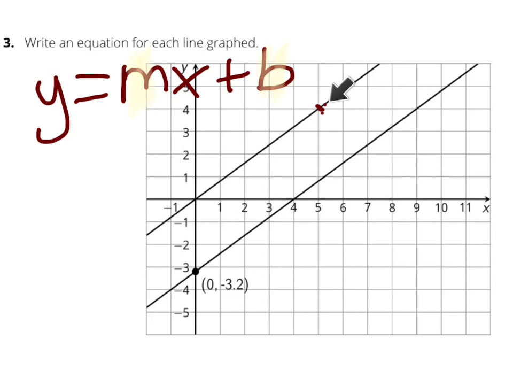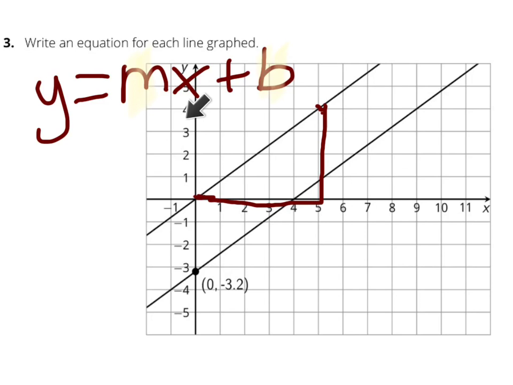Then I need to find another spot. It's not crossing at this grid point, although it's close. It is not crossing at this grid point, or this one, or this one. The line is not crossing at this grid point, but it is crossing right here at 0, 0. I'm going to put another point there. I'm going to draw in my slope triangle.